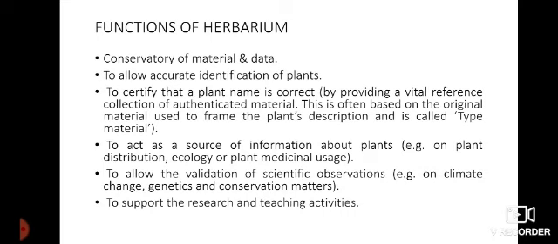The functions of the herbaria. The main functions of the herbaria are to collect and conserve the herbarium sheets, the conservatory of material and data, and to allow accurate identification of the plant or plant material. The identified material has to be certified by the plant name by providing a vital reference or collection of authenticated material. This is often based on the original material used to frame the plant's description, and it is called type material.